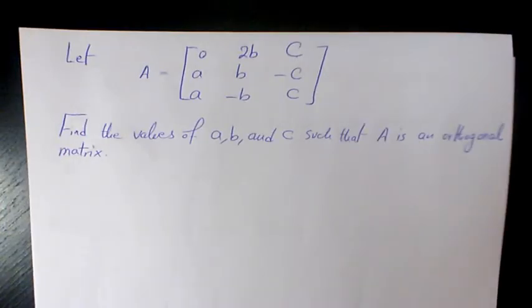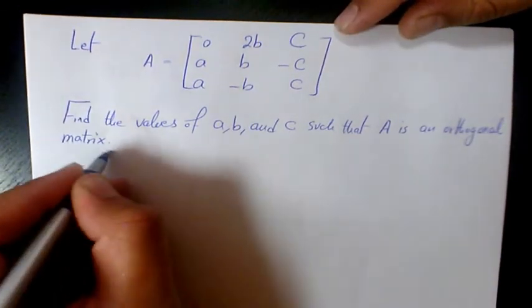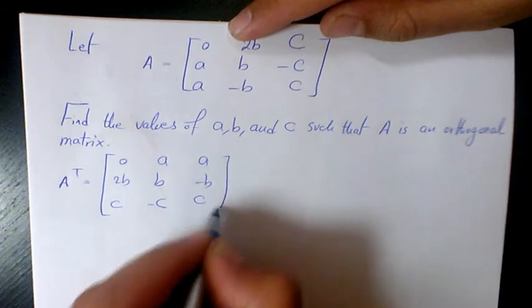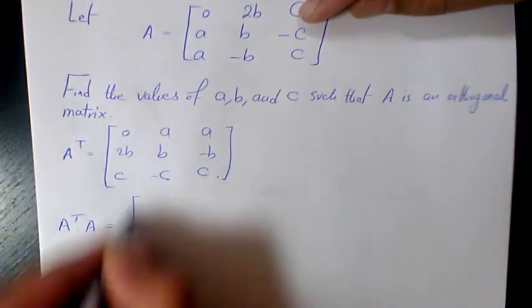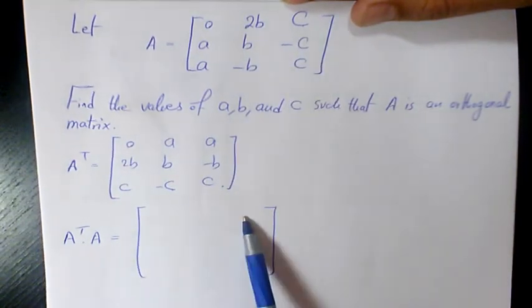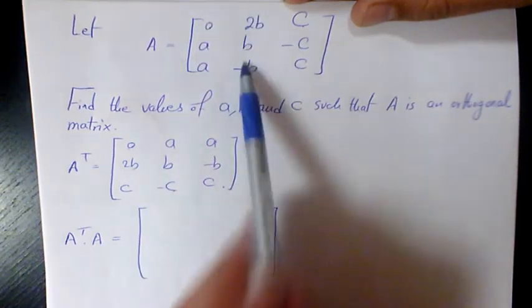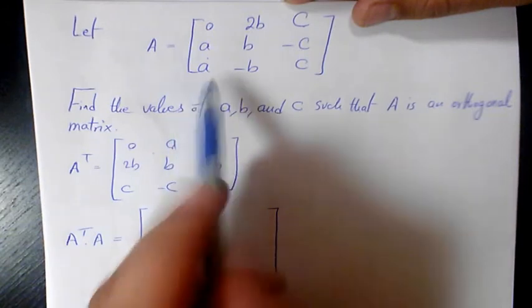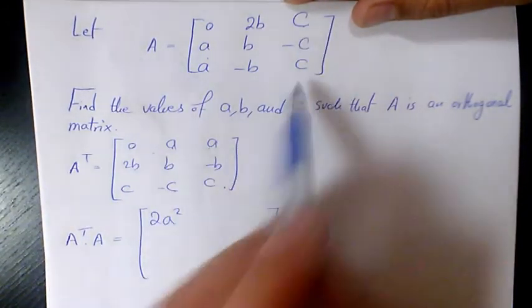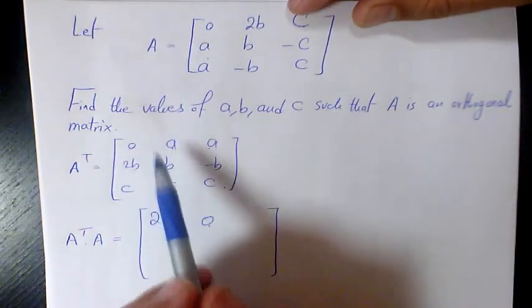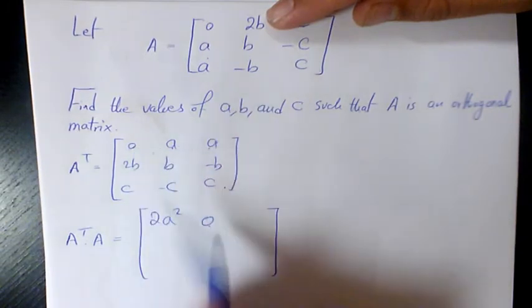Next example: let A be this matrix, find the values of a, b, c such that A is an orthogonal matrix. The first thing I'm going to do is find the transpose of this matrix, which will be 0, 2b, c, a, b, negative c, a, negative b, c. Then you multiply them. It's going to be this row times this column, and so on. So when you multiply that, 0 times 0 plus a times a plus a times a is going to be 2a squared. Then negative ac plus ac is going to be 0. Then ab minus ab is going to be 0, same thing.